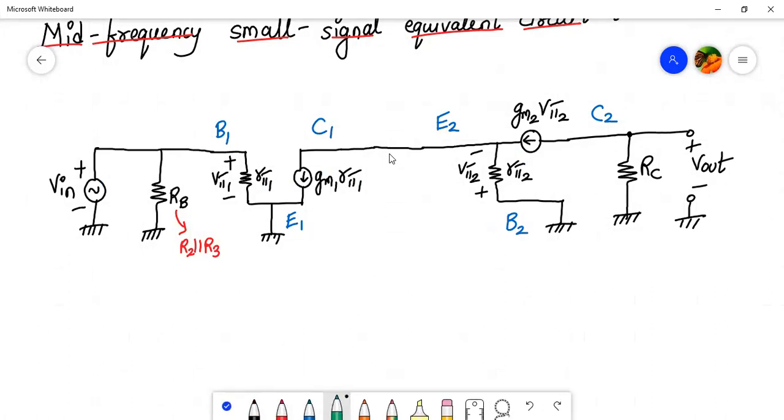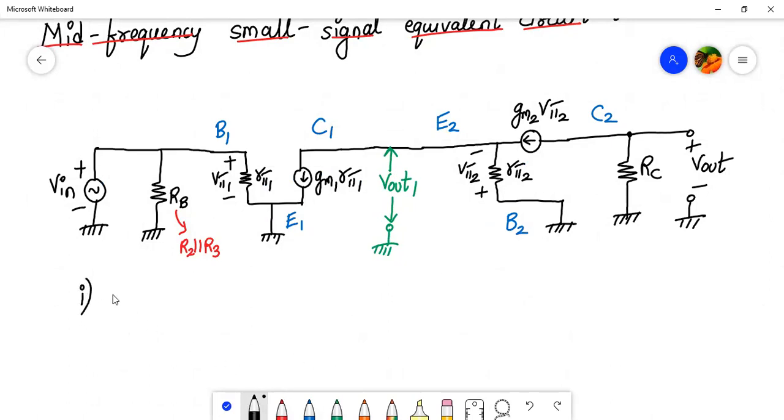So in between, the output of the first stage was called V out 1, so we'll be calling this V out 1 only. V out 1 is the output of the first stage applied as the input to the second stage, and V out is the output of the second stage, right? So let us first calculate.